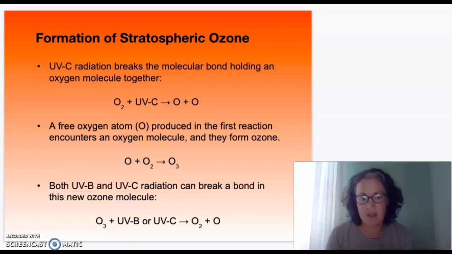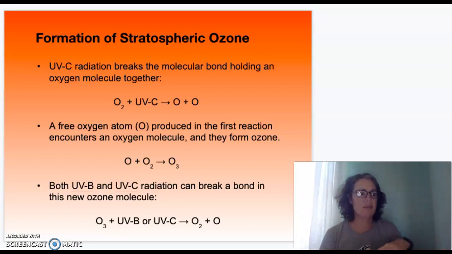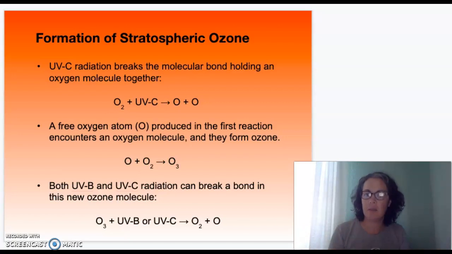and that is ozone. Both UVB and UVC radiation can break down the O3 molecule. So there's creation of O3 and then the breakdown of O3 that's constantly happening. And in equilibrium, there is a layer that is significant enough that it filters out a lot of the UVB and UVC to protect us. That's the benefit of it, that it protects life here on Earth.